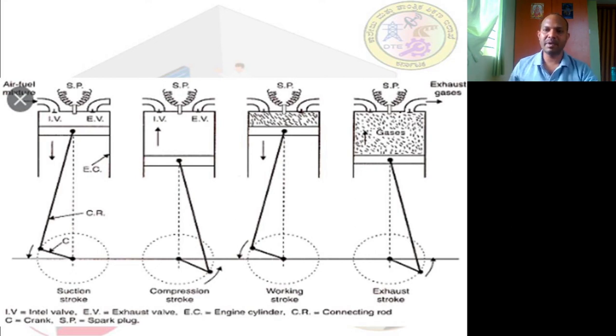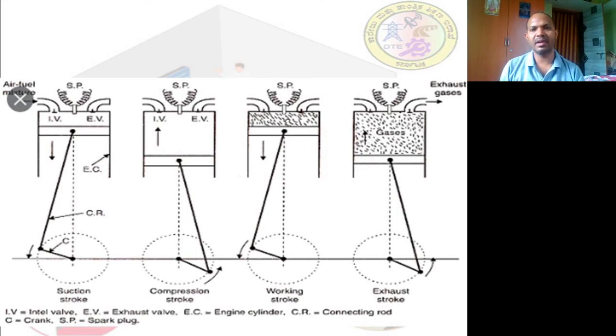Now you can tell me, my dear friends, what is the total number of revolutions that a crank has made? It is half in suction stroke, half in compression, half in combustion, and then half in exhaust stroke. So completely, half plus half plus half plus half. So it makes 2 complete revolutions. That is the beauty of these 4-stroke petrol engines.